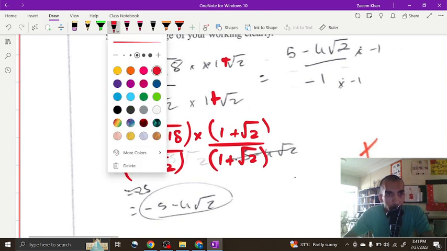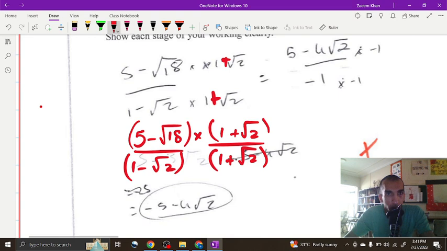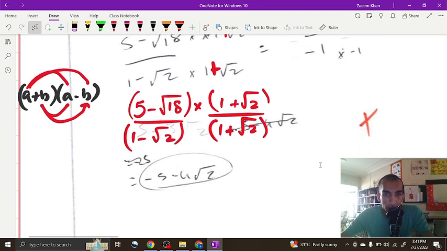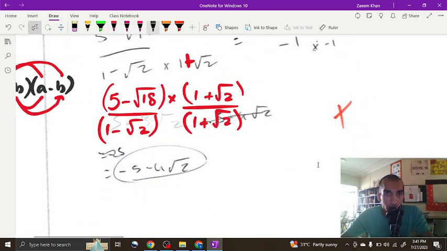Essentially, you're multiplying something of this sort. It's a plus b, multiplied by a minus b. Do not forget what to do first: multiply a with the a, a with the b, then b with the a, and then b with the b. So I'll draw the arrows for you. This with this number, then this with this number, then this with this number, and then this with this number.